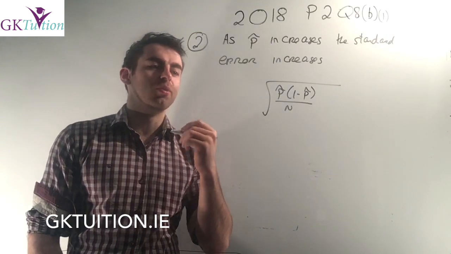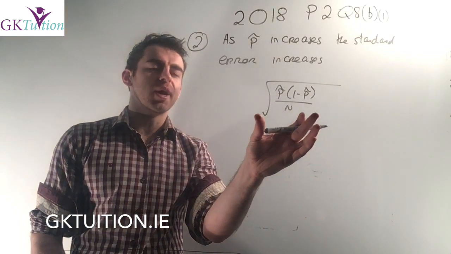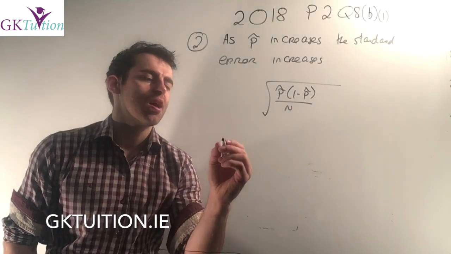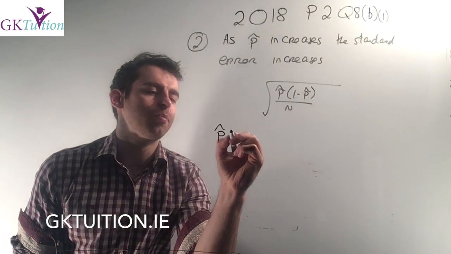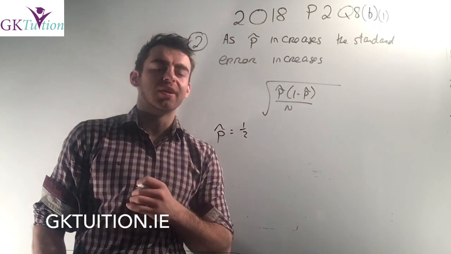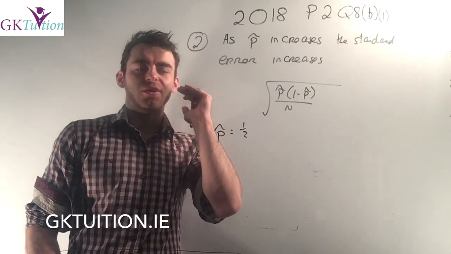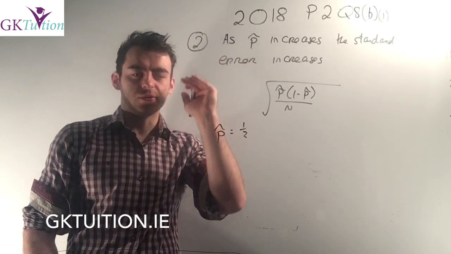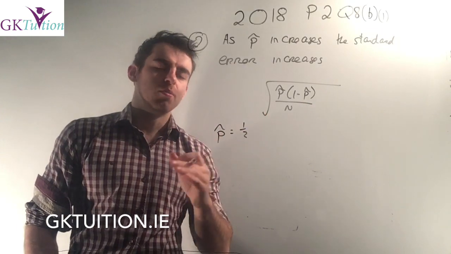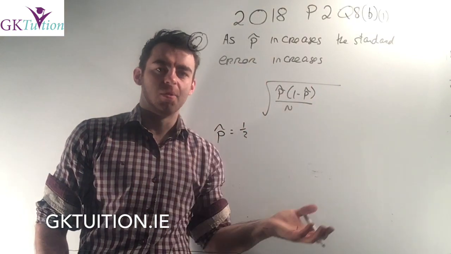So in B part 2 we actually prove this one. We're going to use calculus, we're going to differentiate and get the maximum point and work out that the maximum point of p hat is a half. When p hat is a half, that is when the standard error is at its biggest. So as it increases from 0 to 50%, or from 0 to 0.5, this value keeps getting bigger. But once it goes beyond that, it starts to get smaller.